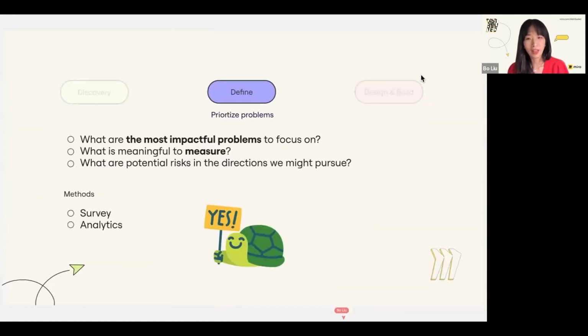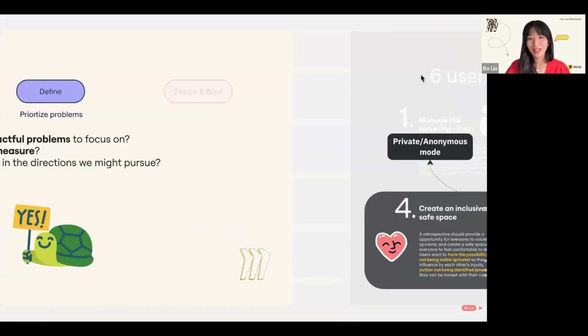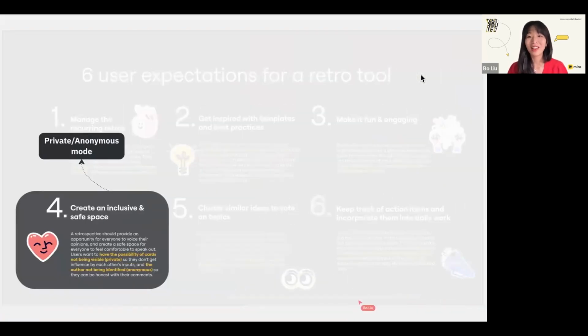Moving into the define phase, the questions we needed to answer were: what are the most impactful problems for us to focus on, what is meaningful for us to measure, and what are the potential risks in the direction that we might pursue. To answer these questions, we surveyed Miro users, and we also collaborated with our data analyst to define how to validate our hypothesis and measure the success if we implement that solution. With the insights from the survey and analytics, we narrowed down the user needs.